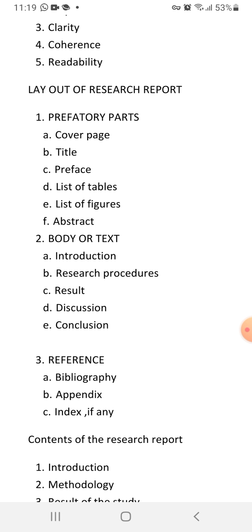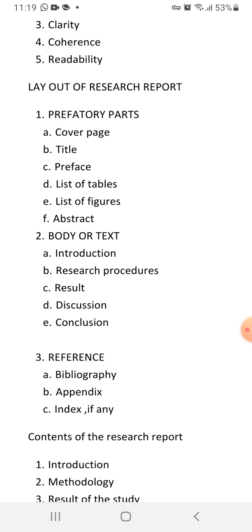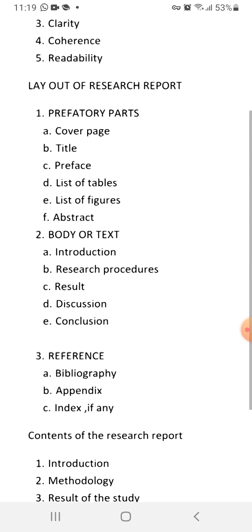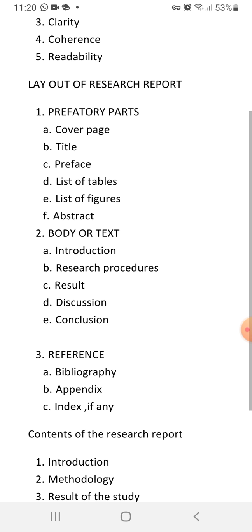Then text. This is the most important part. Introduction. Introduce the problem or introduce the topic. In the introduction part, you have to mention the definition of the term, its operational definition, objectives of conducting research, scope of the research, your limitations, then various methodology used. That means you introduce your report.